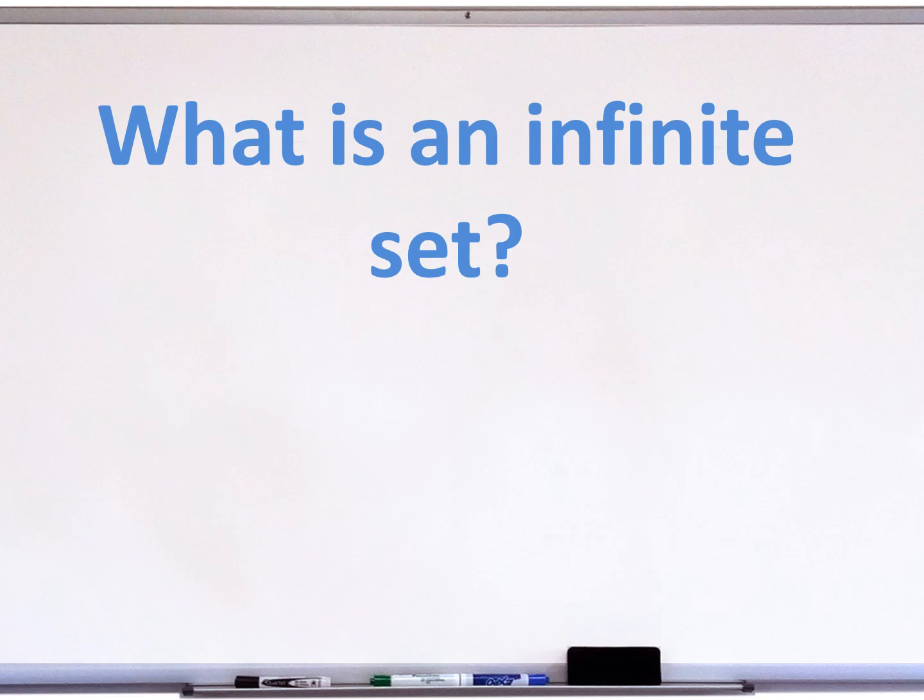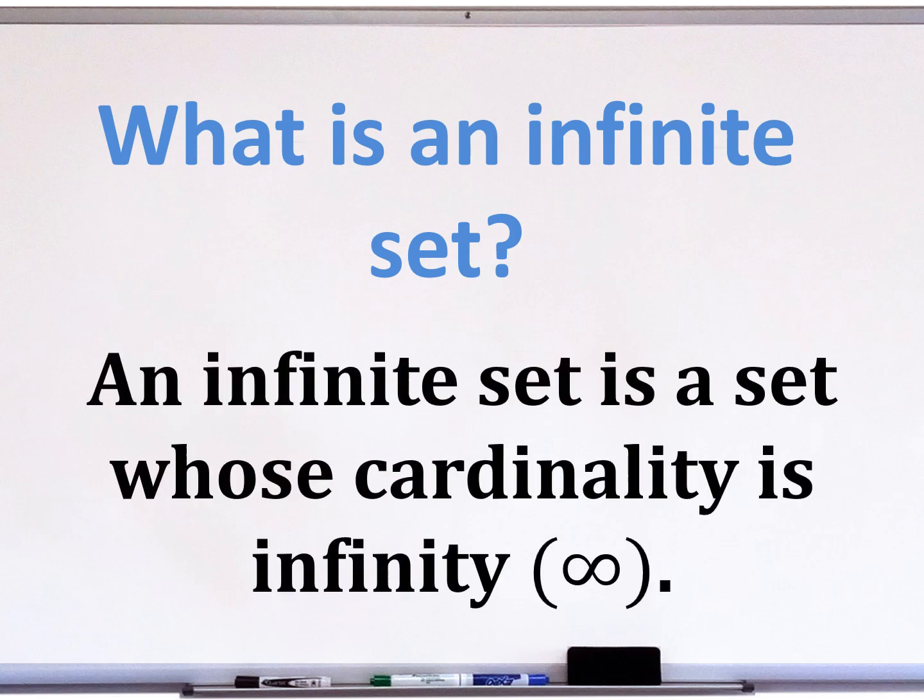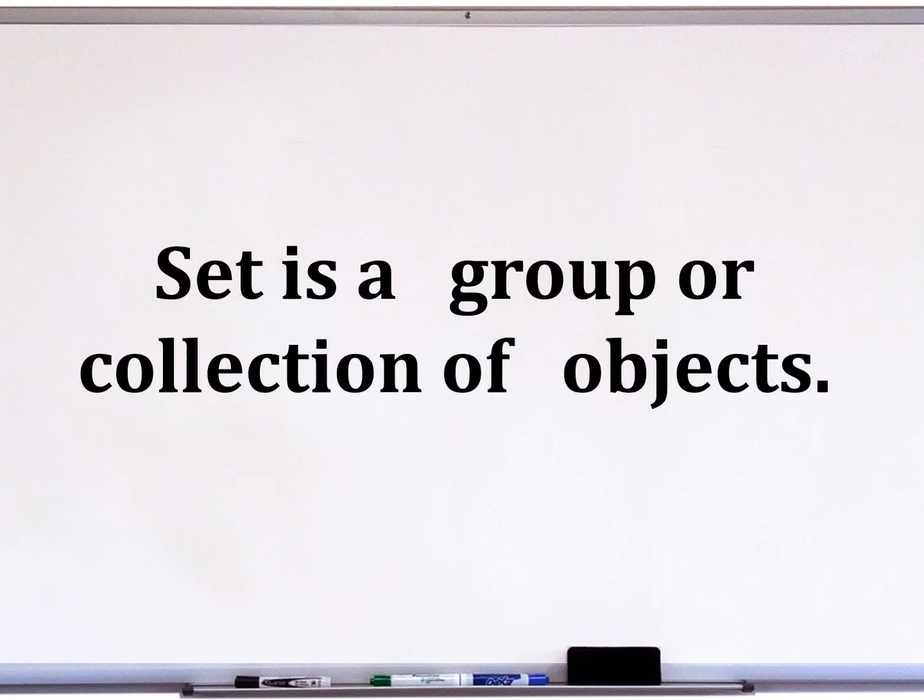The next kind of set is the infinite set. When we say infinite set, this is a set whose cardinality is infinity, or the number of elements cannot be counted. Those are the different kinds of sets.